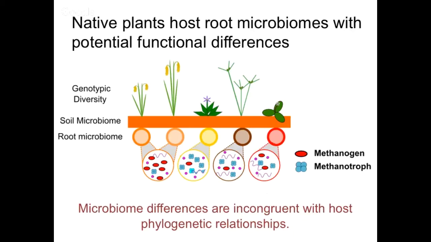We also noticed there was no correlation between the phylogenetic distance between these different plant species we looked at and the microbial communities that they assembled from the soil. For instance, this Bacopa, which is a dicot, was the closest to rice that we found.